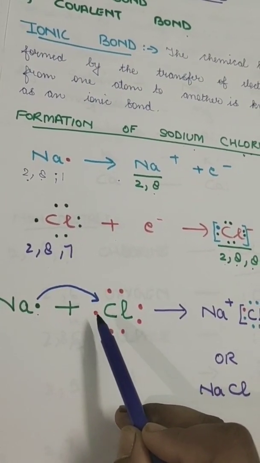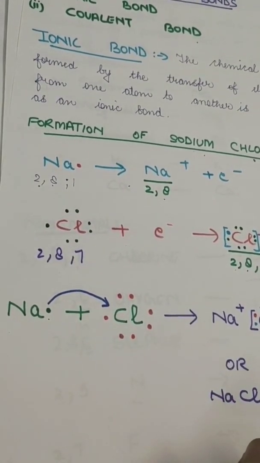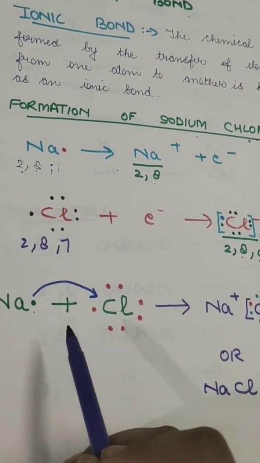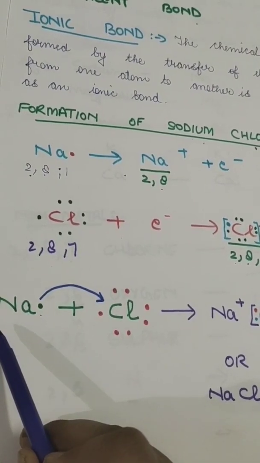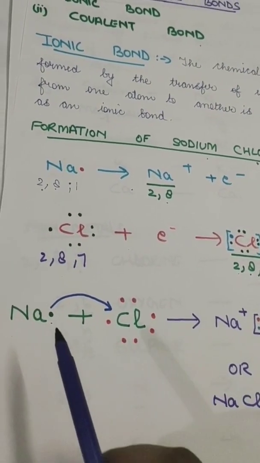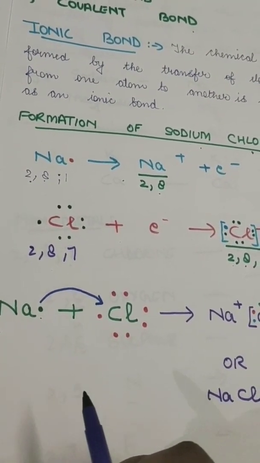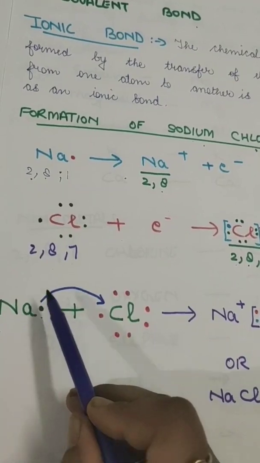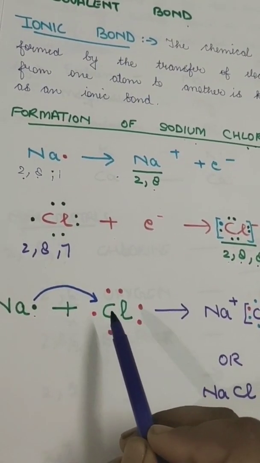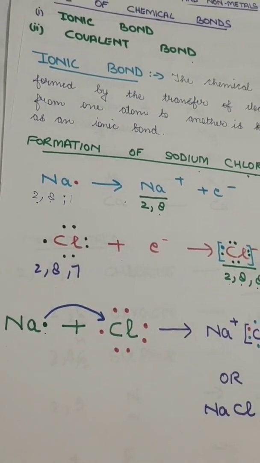Because this transfer will be done, they will become close and they will form a bond between each other, which we call an ionic bond. So this is another atom and this is another atom. Two different atoms are here, metal and non-metal. So they will come close together because it will give 1 electron to this, and to take the electron it will come close to sodium and they will have a bond between each other, which we call an ionic bond.